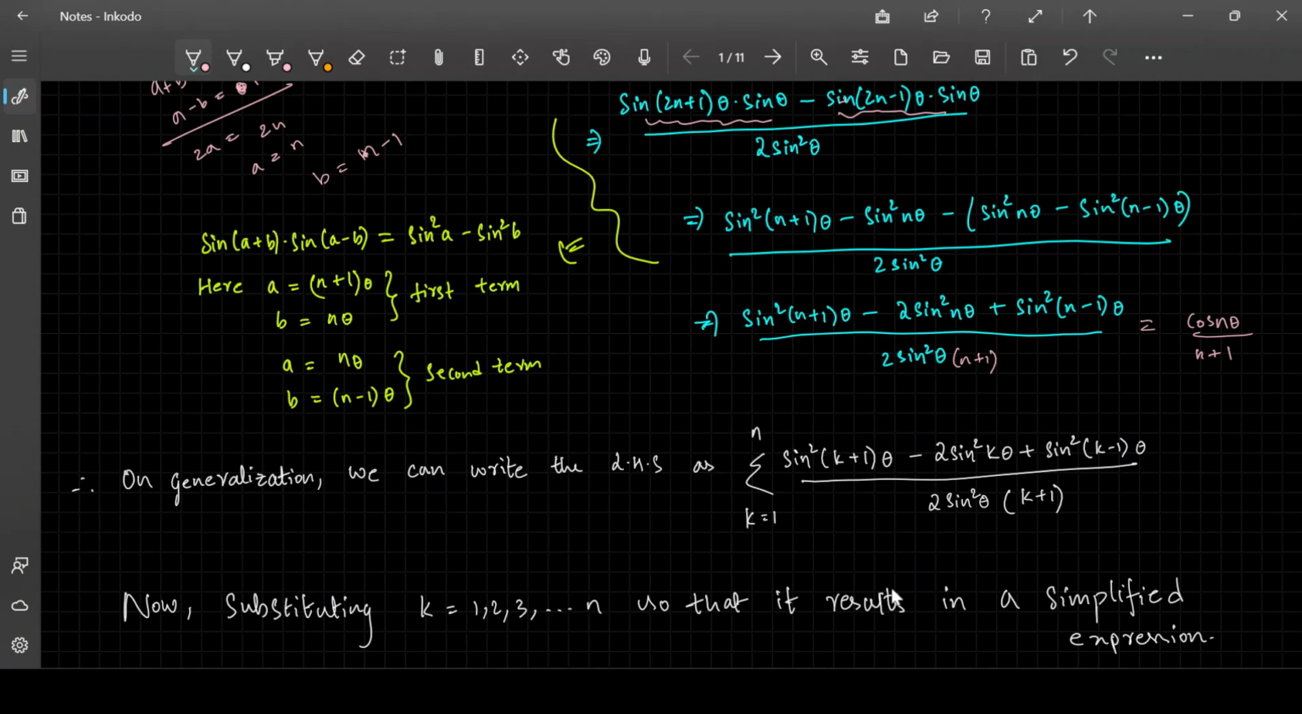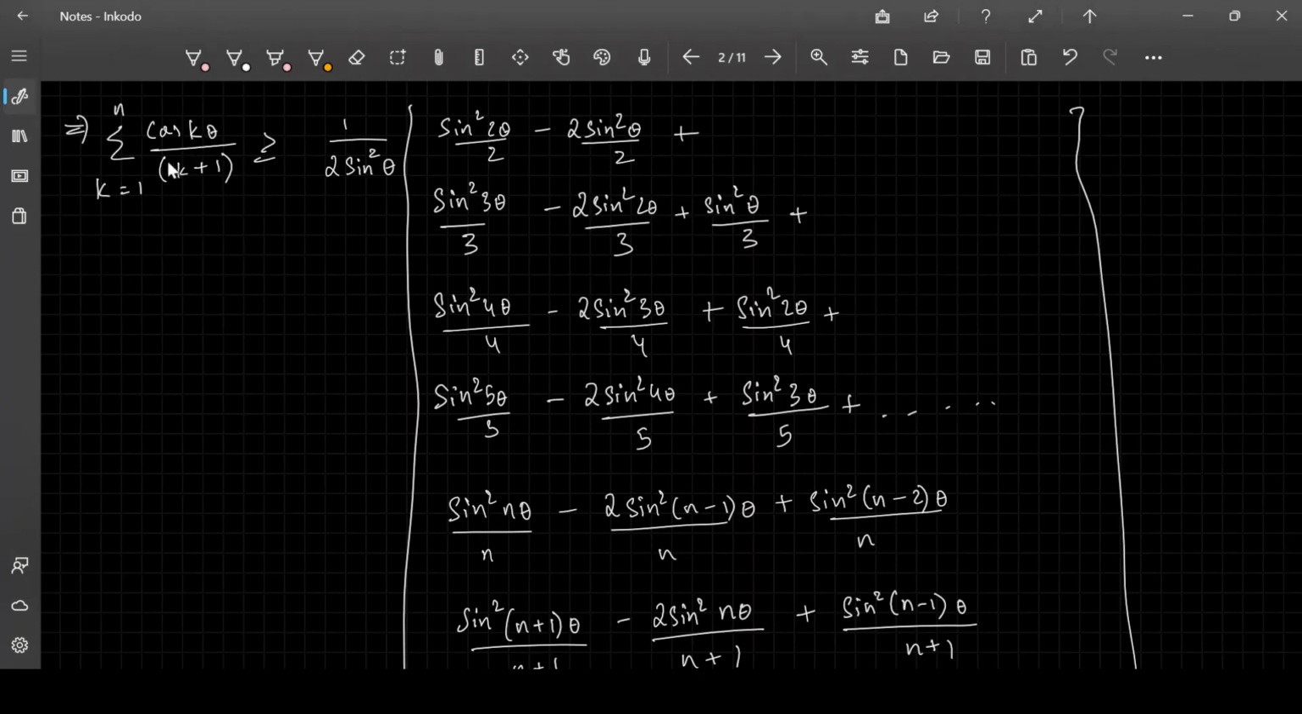Once we simplify it into something like Tn, this is sigma Tn, which is equal to Sn of the LHS. And now we actually need to make sure we cancel the terms, a telescopic series type. But to be honest, it doesn't happen here. It is not a telescopic series. You cannot cancel the terms. But the thing is, you can actually simplify. So sigma k is equal to 1 to n of cos k theta divided by (k+1) is greater than or equal to 1 by 2 sine square theta of sine square 2 theta by 2 minus 2 sine square theta by 2 plus, it is 0 here.